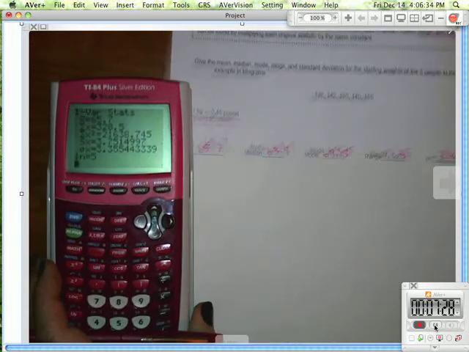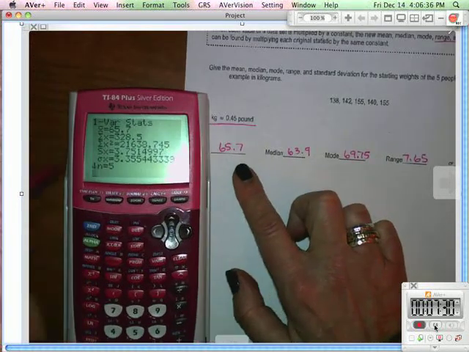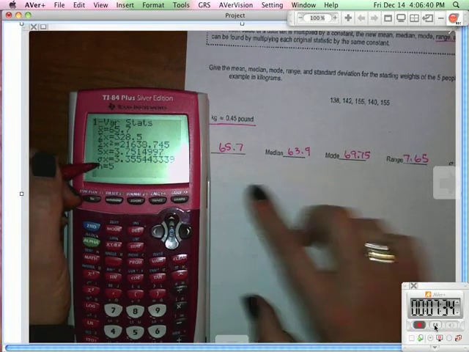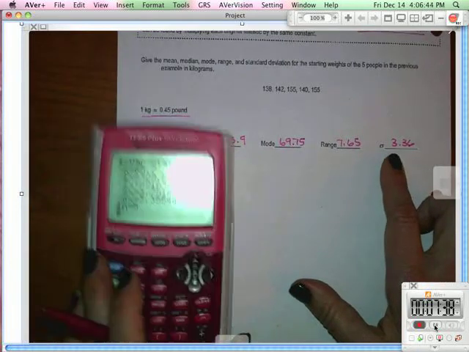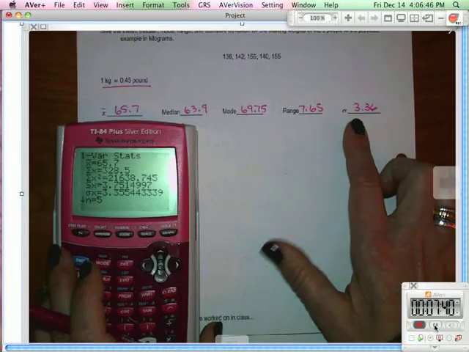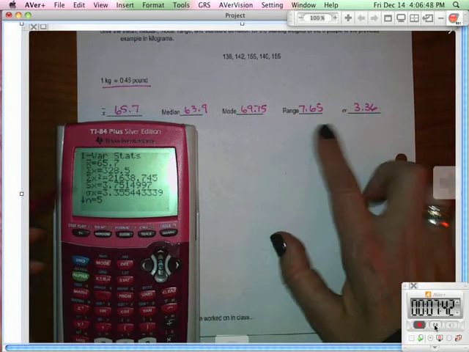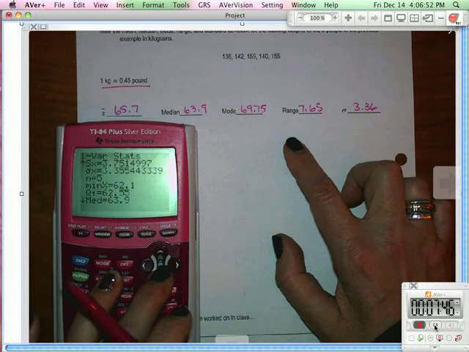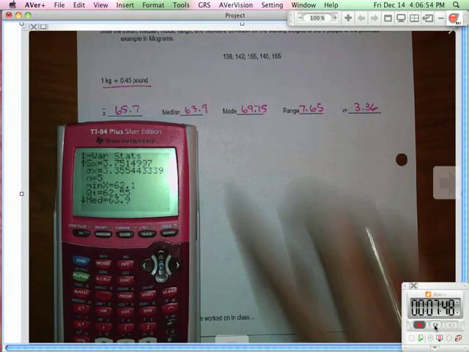Look at that. The mean, 65.7. The standard deviation is 3.36, which is right there. Hopefully you can see that. And then the range is going to be 7.65, and the median is 63.9. So we are right on.